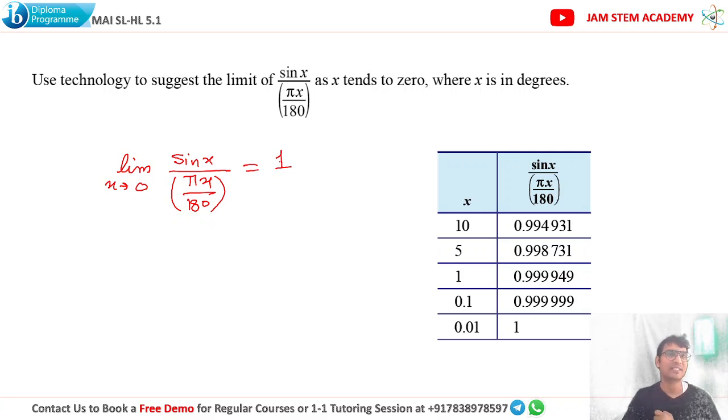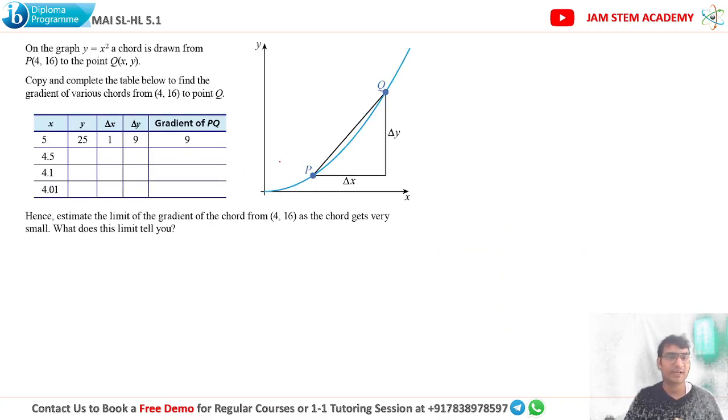Now let's solve a question on derivative. The graph of y equals x squared is given to us, and we have 2 points P and Q. The coordinates of P are already given, which is 4 comma 16, and Q is a moving point. We will take different values of Q, like the x value of Q being 5, 4.5, 4.1, 4.01.